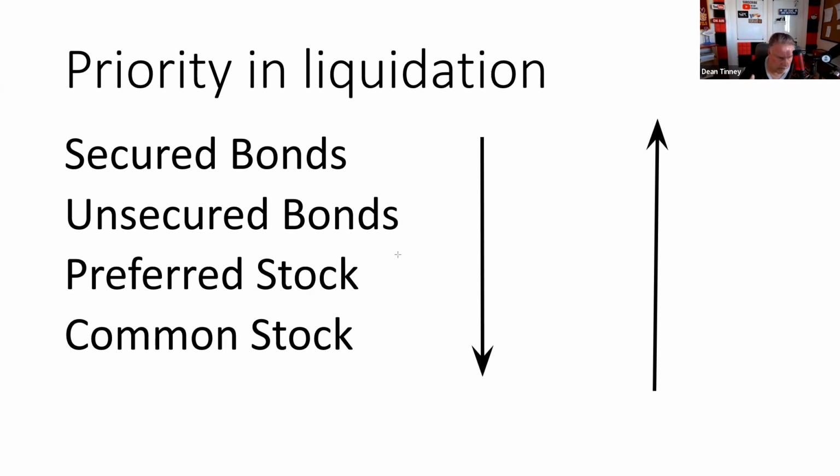Now, there may be a residual claim. After we pay off everybody, maybe there's some money left. The theoretical liquidation value of the business is known as its book value. From junior to senior, it'd be common, preferred, unsecured, secured.